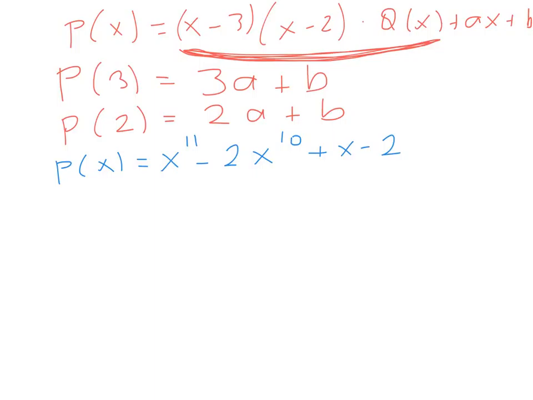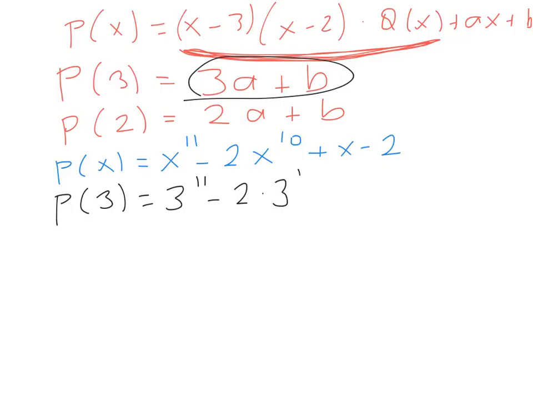So P of 3 must be this. Let's find P of 3, which is 3 to the power of 11 minus 2 times 3 to the power of 10 plus 3 minus 2. You will see a lot of these questions in the university entrance exam. In order to solve a polynomial problem, you need to have a very solid background in a lot of areas.